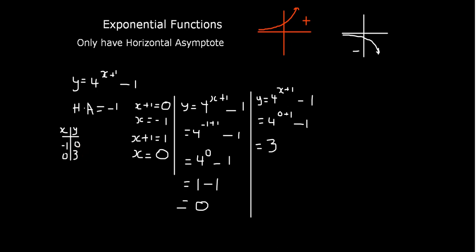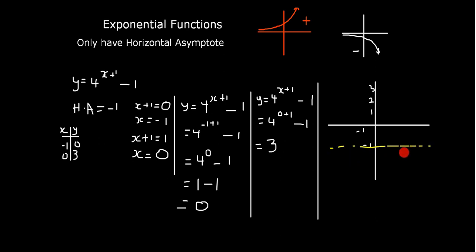Then having those 2 points, we are now ready to plot a graph. 1, 2, 3, here it's negative 1. Our horizontal asymptote will be negative 1 here. So let's draw it now. Now that's our horizontal asymptote, or our HA, as negative 1. Then it's where the graph will start.